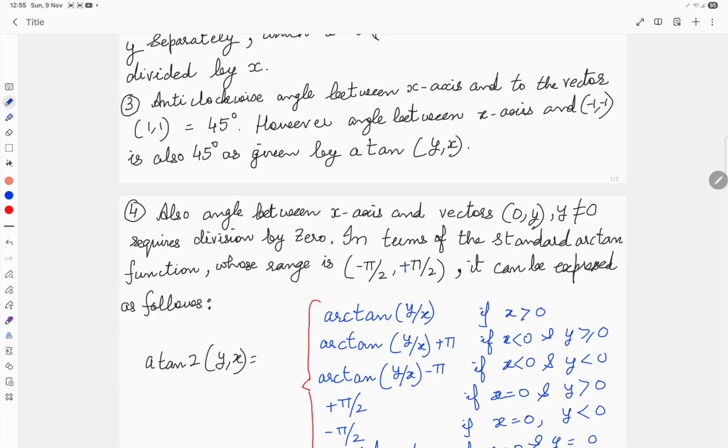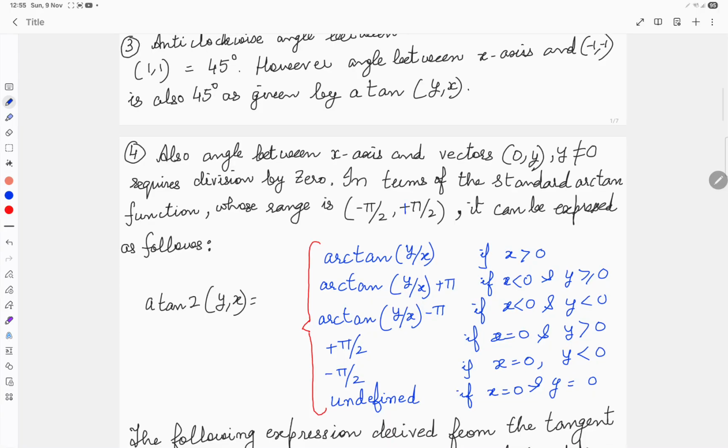So in this case, if I use the arctan2 function, it will be modified in this way so that it takes care of all the situations, whether x is negative or positive, or whether y is negative or positive.